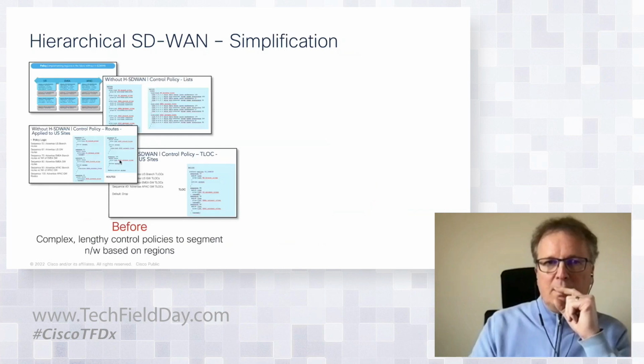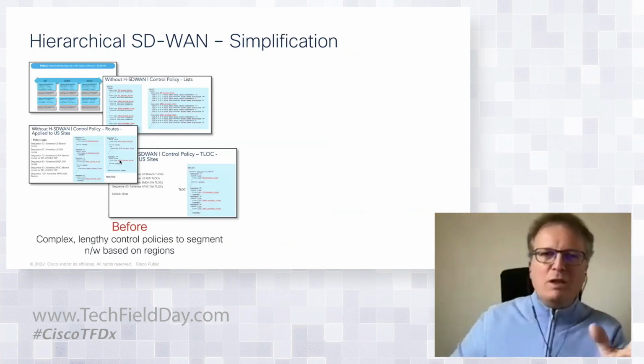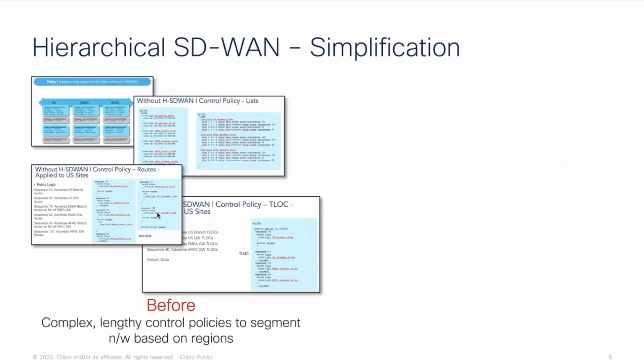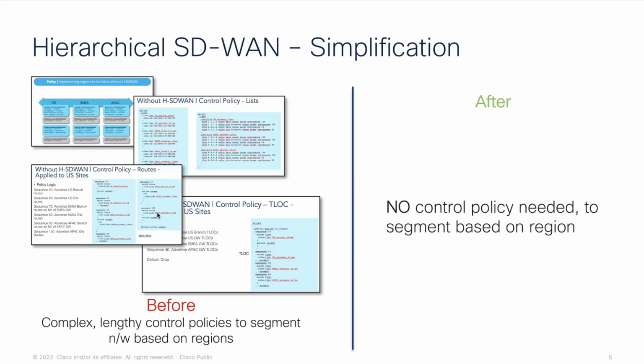Now, if you look at the left, this is kind of the control plane policies we used to have, to define the policies and to define the topology and to manage the routing updates. Now, as soon as you use HSD-WAN or hierarchical SD-WAN, then it's all gone. You can remove all the control plane policies that we have. So in addition to scaling, we also dramatically simplify. Really, there's a massive change before and after using hierarchical SD-WAN, right?